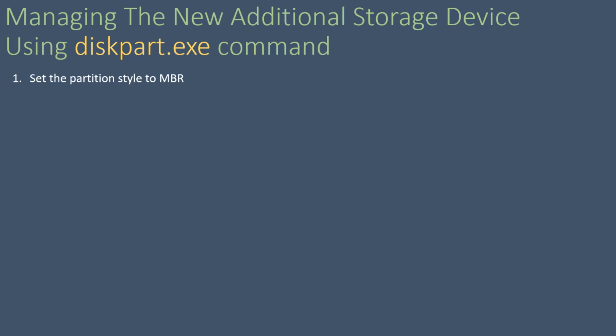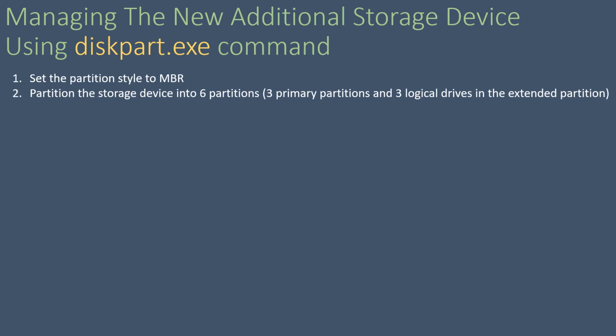So this is the first task, initializing. Then I will partition my storage device into 6 partitions. 3 will be primary partitions. Then I will create an extended partition, and inside that extended partition, we will create 3 logical drives. So this is the second task, partitioning the internal storage device. Now, we still have to do the last very important step, which is to format all the partitions and logical drives that I created with the proper file system and labels.